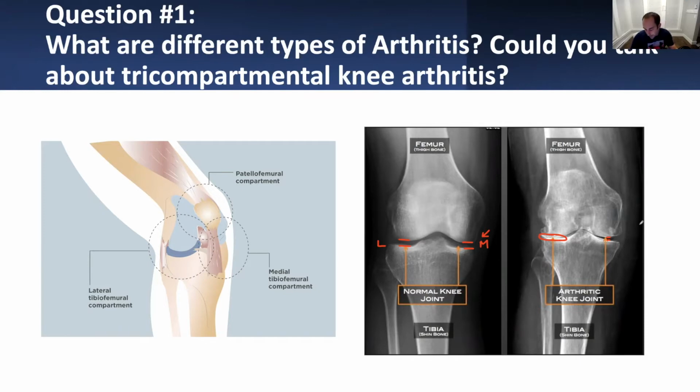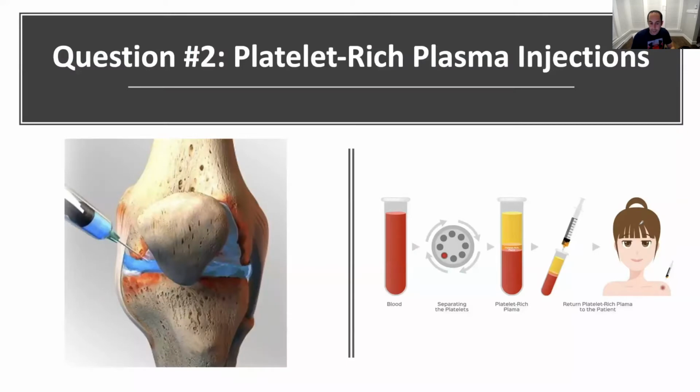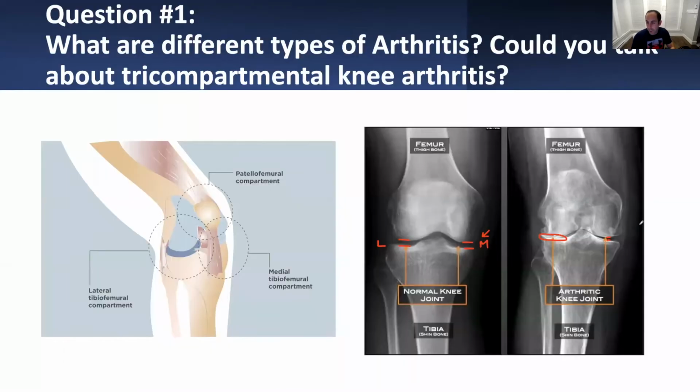So I think that summarizes the tricompartmental aspect of the question. Hopefully we answered that. And then, there's more than three types of arthritis.